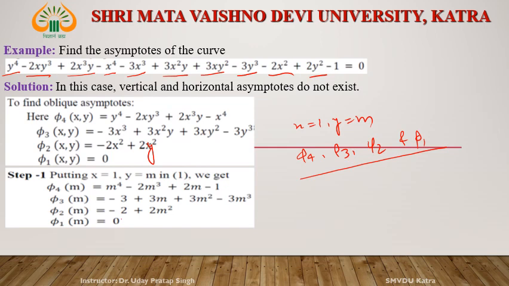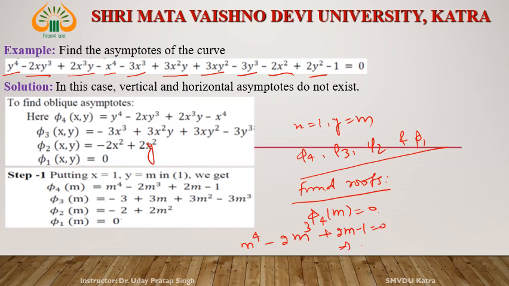Now find the roots by equating φ₄(m) equal to 0. What is φ₄(m)? m⁴ + 2m³ + 2m − 1 equal to 0. That is m³... no, not in this way. We have to evaluate some other way.